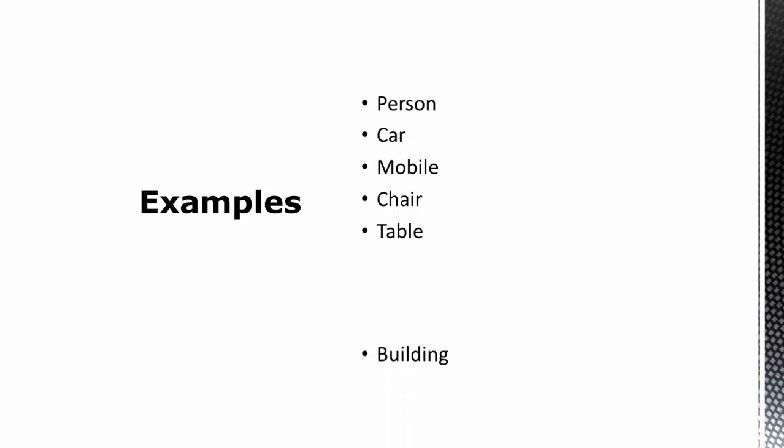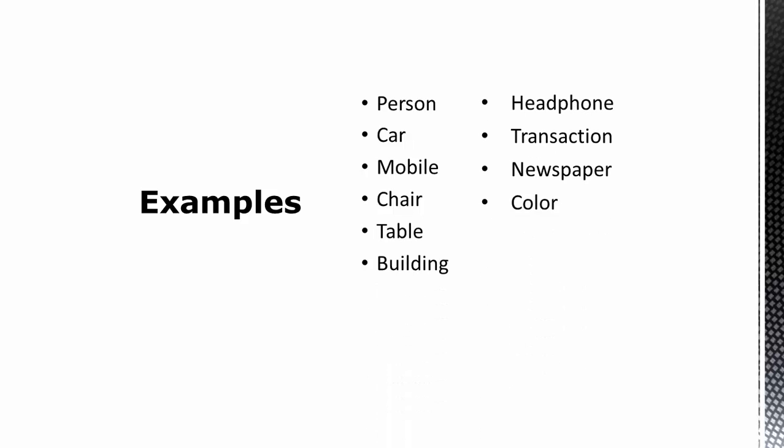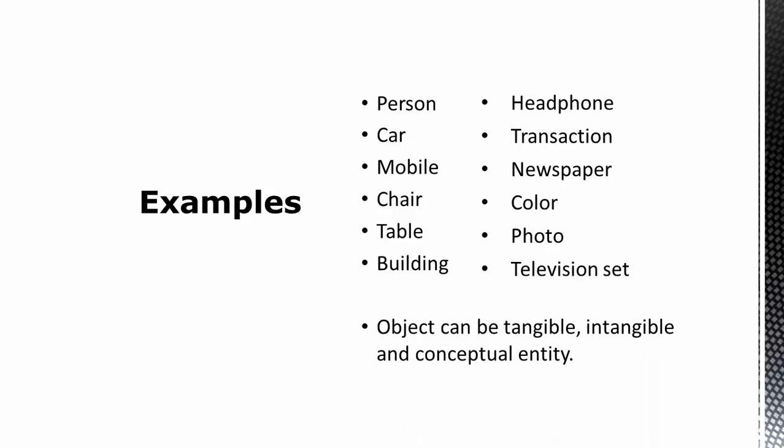Now here are some more examples of objects: person, car, mobile, chair, table, building, headphone, transaction, newspaper, color, photo, television set, and we can go on and on. Remember, only those objects who have some responsibility in the system are considered for software development. These objects can be tangible, intangible, and conceptual entities.